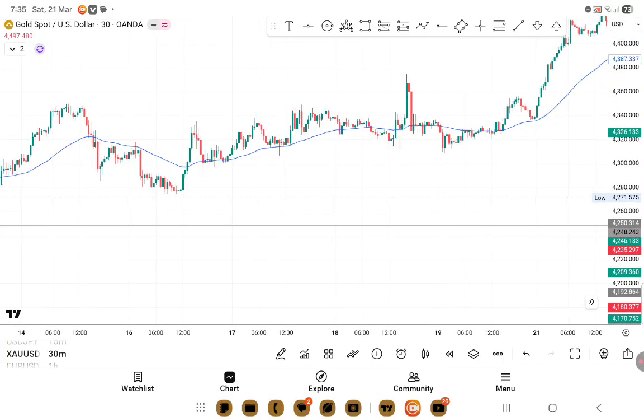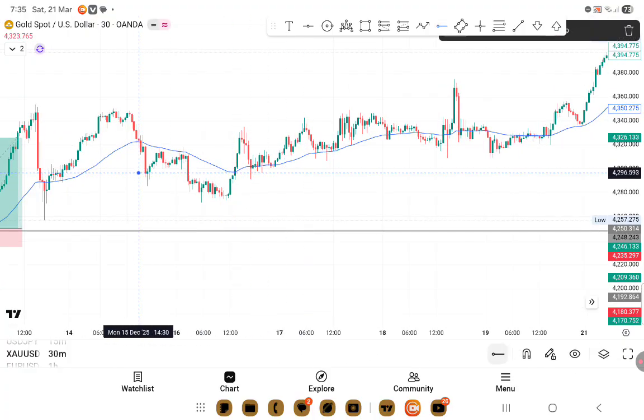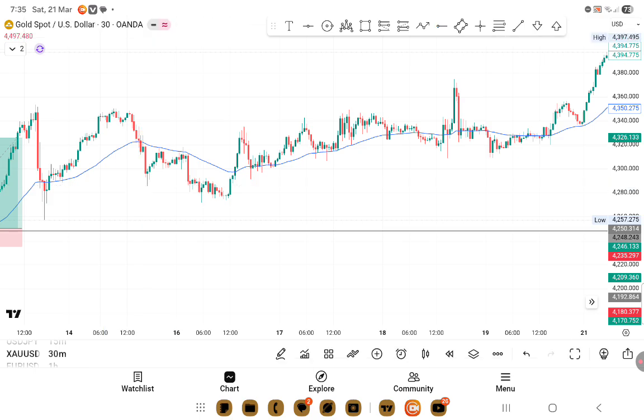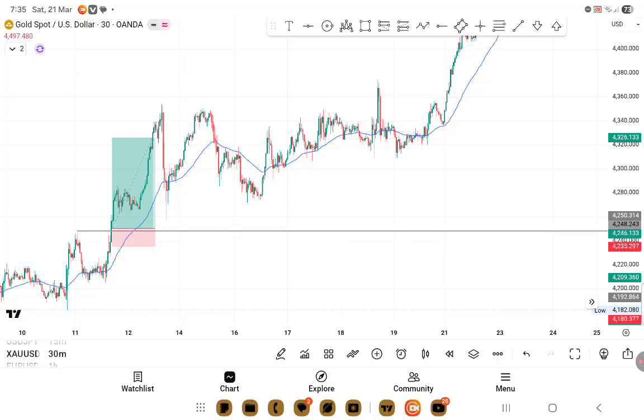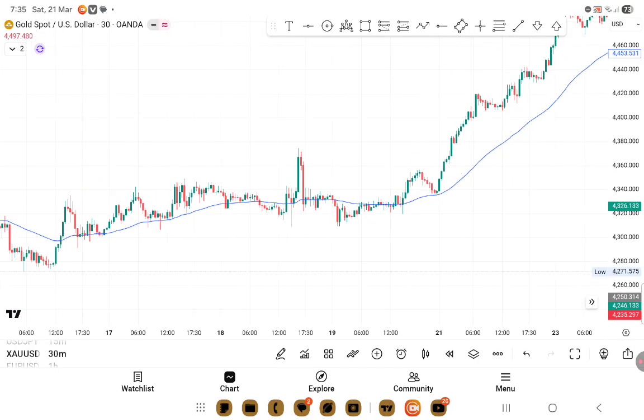So there's nothing valid here. These wicks here, look at them. They didn't end in a body. They were all in a whatever. This is all choppy market. It's not worth your time and effort. So let me take this off. Yeah, we have one here again.